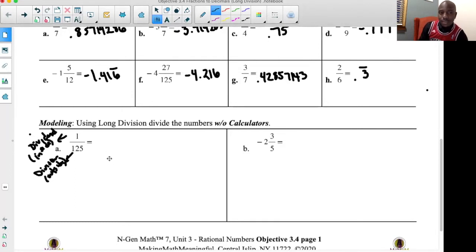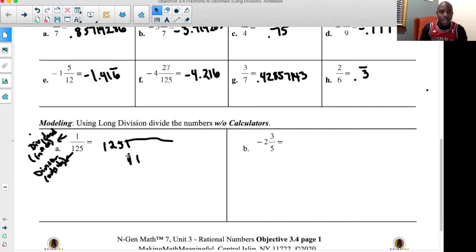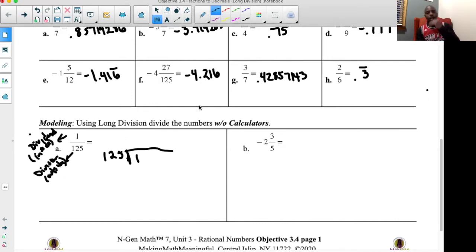So when I set this up to do long division, it's going to look something like this. And some people think it's going to be 125 on the inside. It's not. It's going to be 125 on the outside. This nice little house thing, right? And I'm going to put my 1 here. Now, what I'm going to do is bring this down a little bit because I know I need to put my quotient up there and I want the space to be able to put the quotient. This is how you start it off.